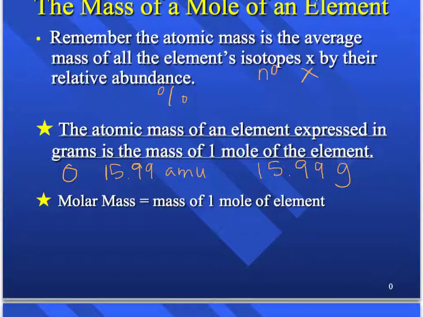So let's look at this again. The atomic mass of an element, expressed in grams, is the mass of 1 mole of the element. Notice these values are the same. If we add the grams, then that's the mass of 1 mole of the element. This is actually a pretty cool concept. So the molar mass is equal to the mass of 1 mole of the element. I would put another little star here if I could. Remember, the molar mass is the mass of 1 mole of the element.